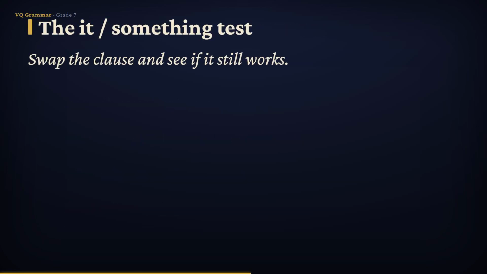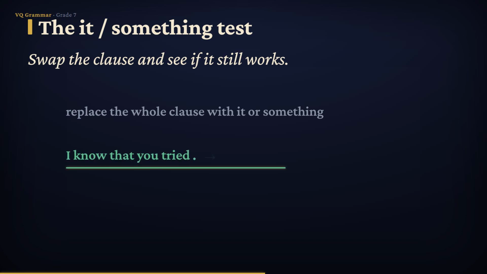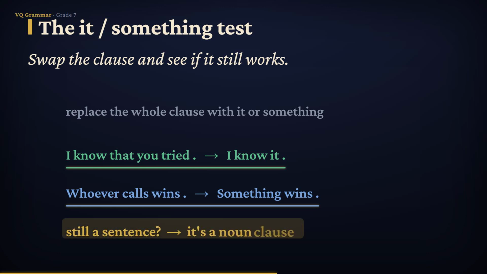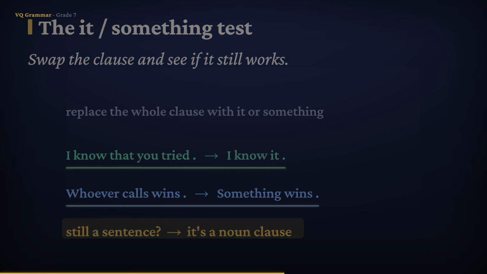Here's a simple test to confirm you found a noun clause. Try replacing the whole clause with the word it or the word something. Take, I know that you tried. Swap the clause and you get, I know it. Or take, whoever calls wins. Swap the clause and you get, something wins. If the sentence still works as a sentence, then that group of words was a noun clause all along. Let's practice a few together.